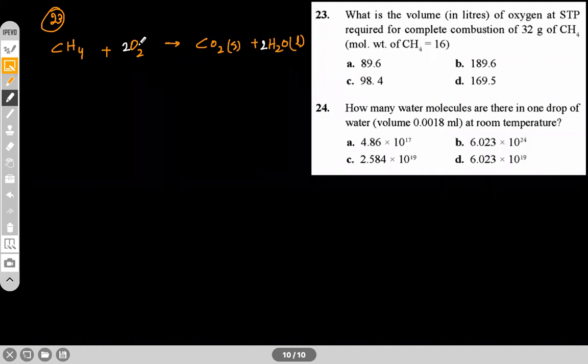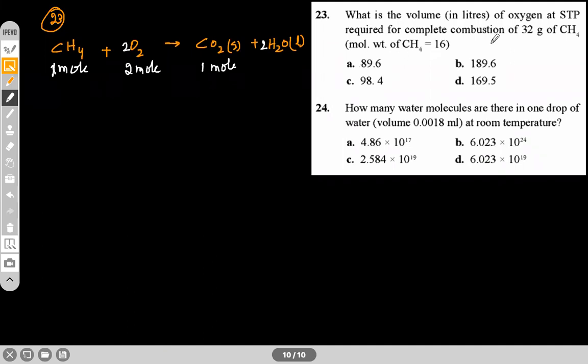Correct. So what we can say, 1 mole of CH4 gives 1 mole of CO2. Even we can also say that 1 mole of CH4 combines with 2 moles of O2 and forms 1 mole of CO2 gas. Liquid we do not compare. We can't compare liquid. Only gas we can compare.